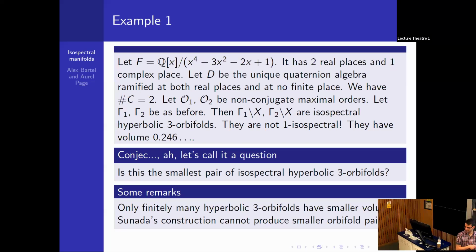Any other questions? Do you expect accumulation points among these volumes of things which are isospectral? I have probably not, but you're definitely not allowed to say that was a conjecture. Okay.